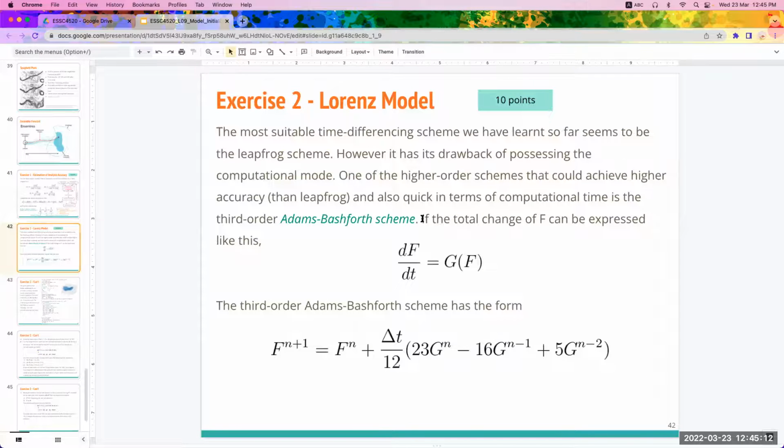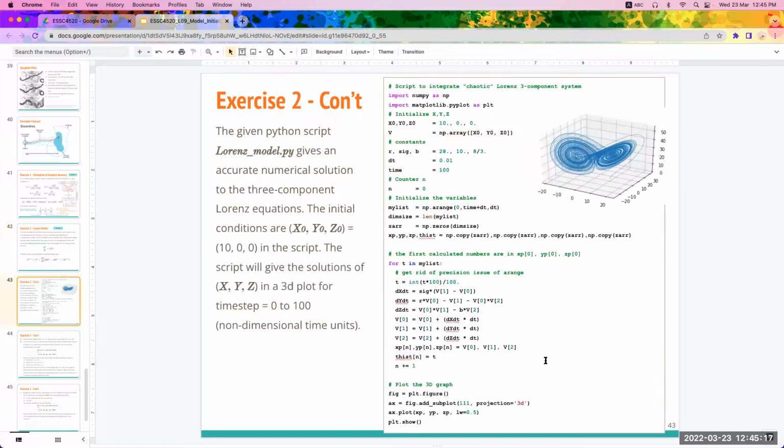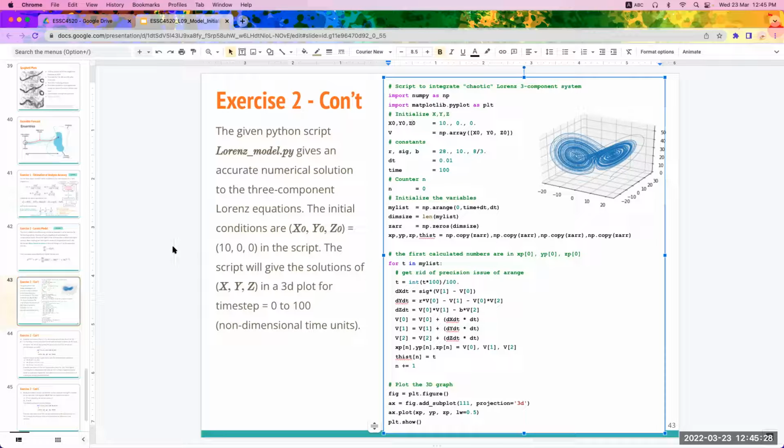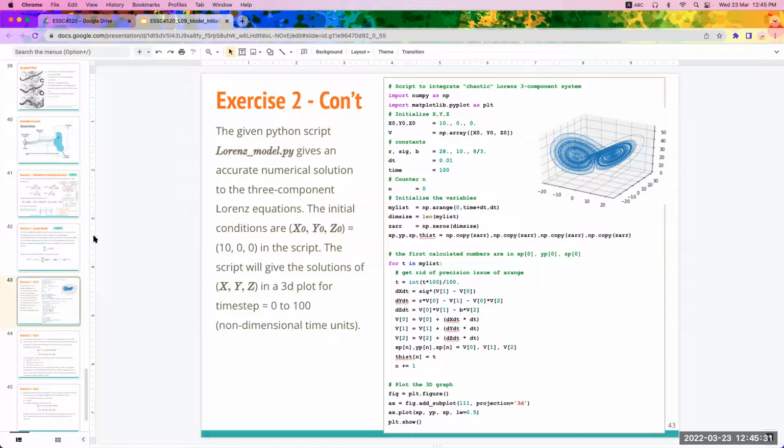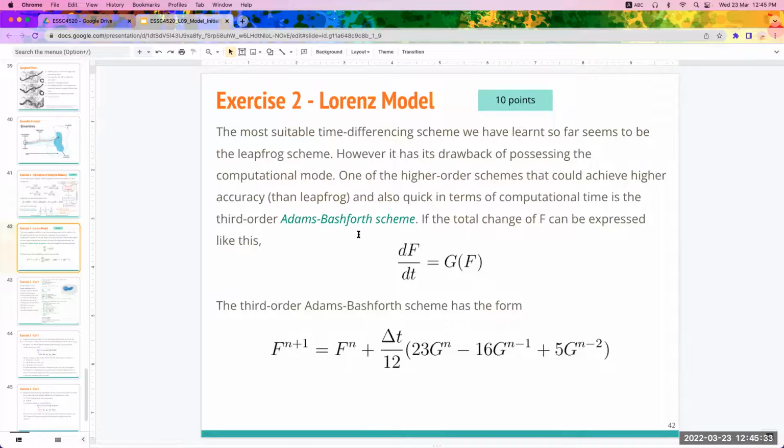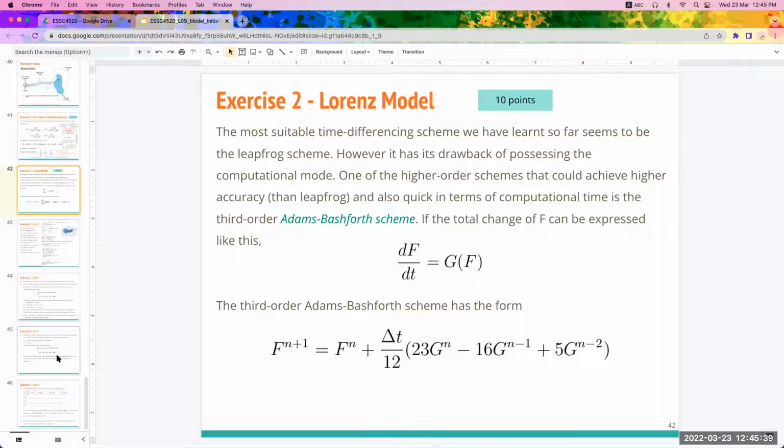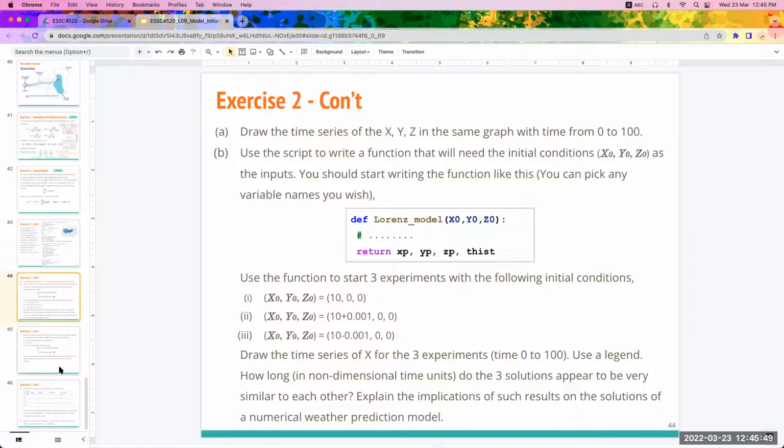For the second question, you have to do simulation for the Lorenz model. I've given you the sample code in here to calculate all the trajectories, starting from this initial condition, and you need to change that to use the scheme that I've given you here. This is a third order scheme. Answer the questions. There are different questions in here.